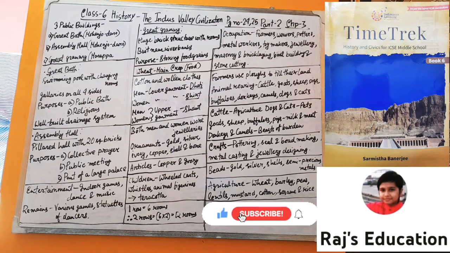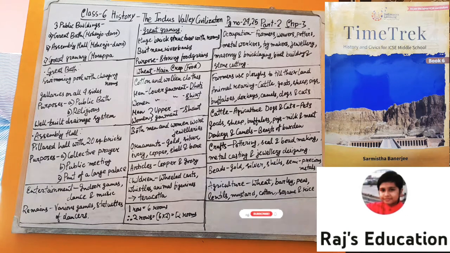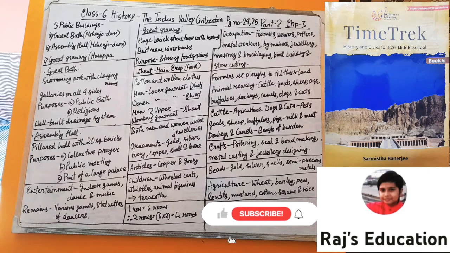Now comes the household articles. Household articles of various shapes, types and sizes have been found in the sites of the Indus Valley Civilization. Some of the household articles are spindles, needles, combs, axes, knives and fish hooks. These were some of the household articles used by the people of the Indus Valley Civilization.